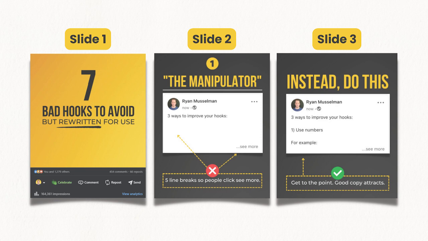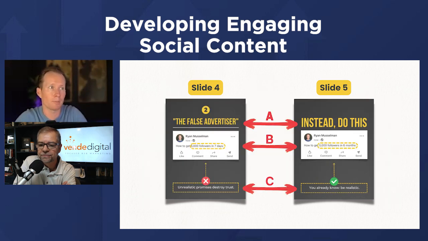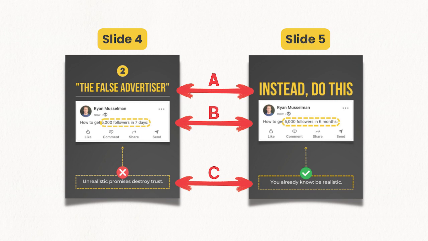So 3 ways to improve your hooks. The psychological trick, they instantly see number 1 and they're reading the post before they've even registered that they're reading the post. This will get people to click on see more, just like it did with this post here. And so that's kind of the psychological method you want to use when you're showing the bad and then you're showing the good. You're warning of the bad, you're teaching the good.